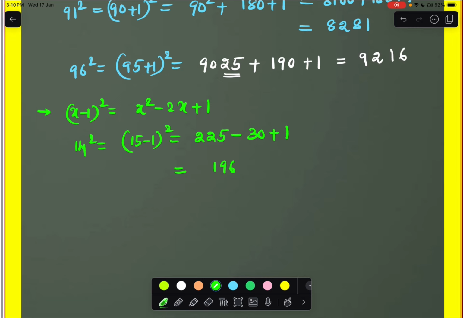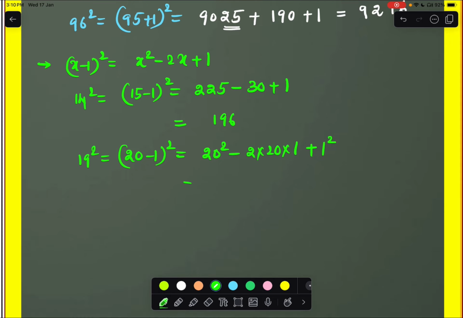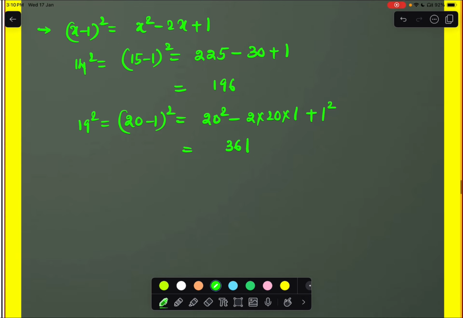And similarly I want to find the 19 square value. 19 square also we can assume in the 20 minus 1 whole square format. Its value is equal to how much? a square, 20 square, minus 2 into a value 20, b value 1, plus 1 square. So if you simplify, 20 square is 400, minus 40. 400 minus 40 is 360. 360 plus 1 equals how much? We'll get 361.